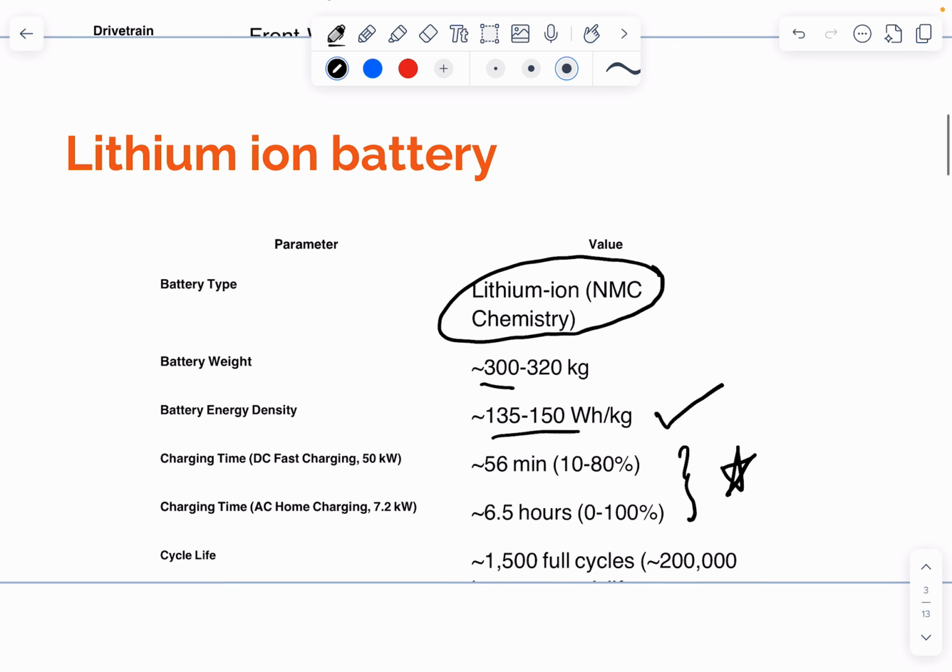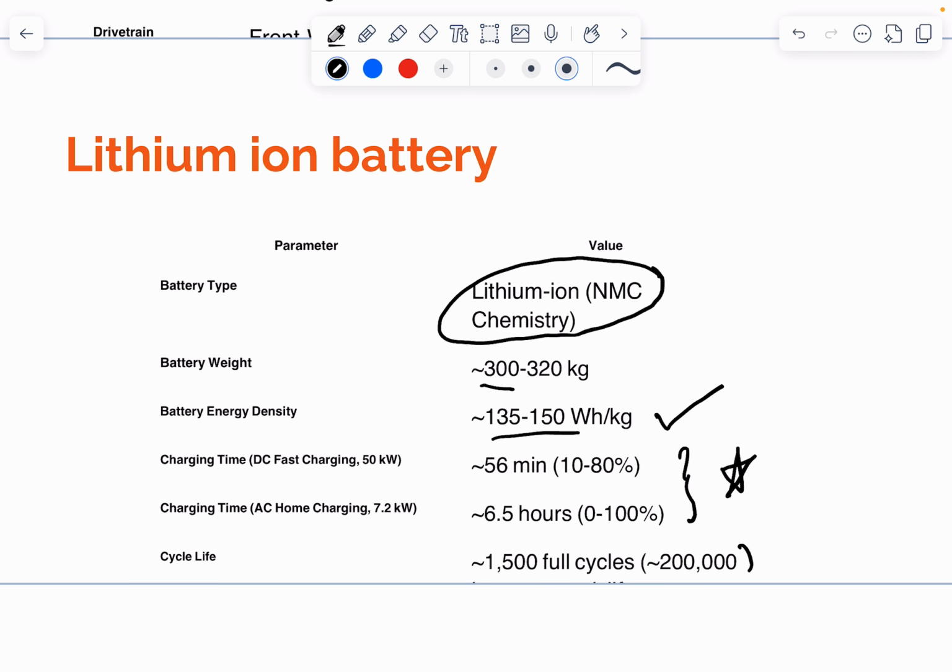Life of the battery is important because when we are expressing carbon footprint per kilometer, how much the battery lasts and after how many kilometers it has to be replaced would matter when we do the calculations of the carbon footprint. So here we are assuming a battery life of about 2 lakh kilometers, which is around 1500 full cycles.